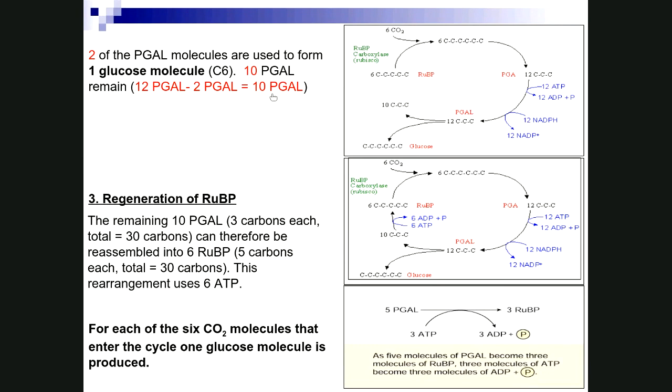These 10 phosphoglyceraldehydes, PGALs, can be used to make, again, the starting compound, which is ribulose bisphosphate. And the ribulose bisphosphate can be used in another cycle to accept carbon again. We make the 6-carbon molecule. The 6-carbon molecule gets split into 3-carbon molecules. We have PGAs, and then the PGA gets changed into PGAL. So that's basically how this process works.